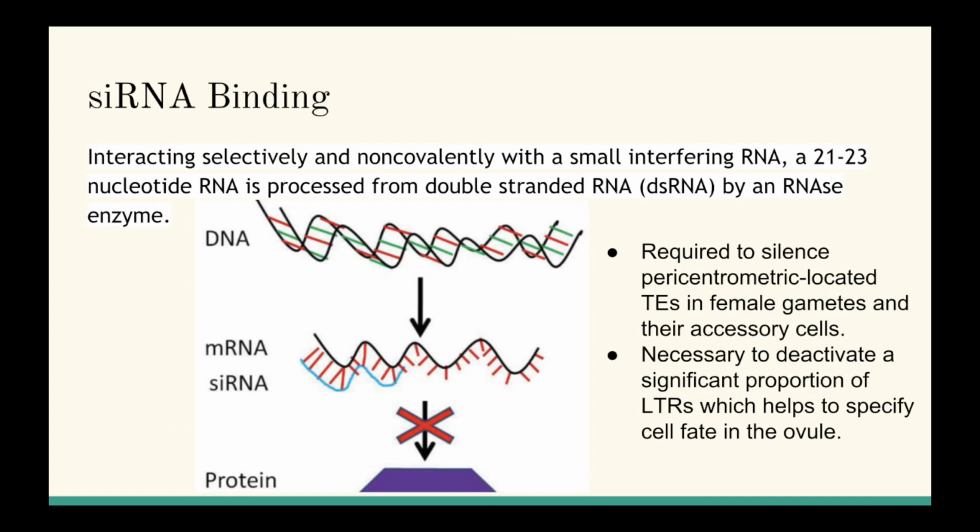siRNA, or small interfering RNA, is a synthetic RNA duplex designed specifically to target a particular mRNA. A 21 to 23 nucleotide RNA is processed from a double-stranded RNA by an RNase enzyme, and this interacts with the siRNA. This is required to silence pericentric located TEs in female gametes and their accessory cells. This means that it is situated near or on both sides of the centromere of a chromosome. This siRNA binding is necessary to deactivate a large proportion of LTRs. This helps to specify the cell fate in the ovule.